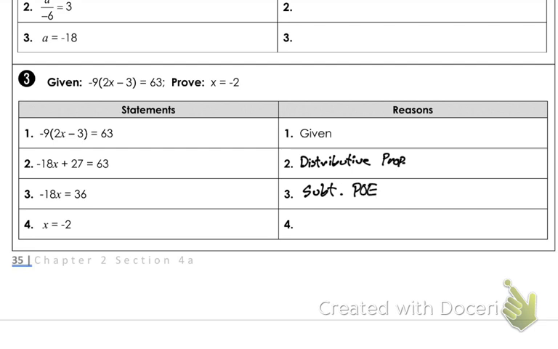Property of equality. I'm going to notice that 18 is attached by multiplication. What undoes multiplication? Division. So we'd use our division property of equality.